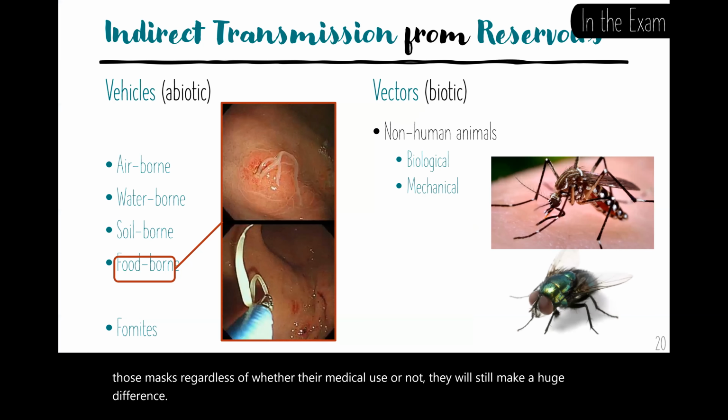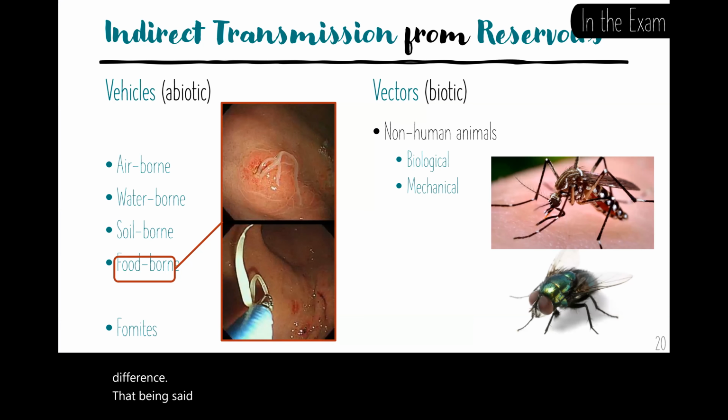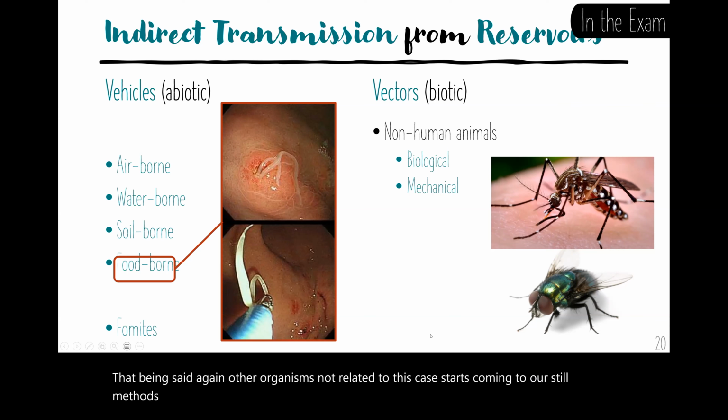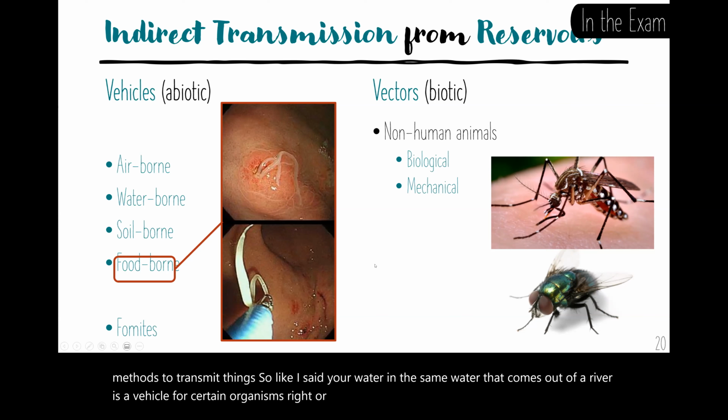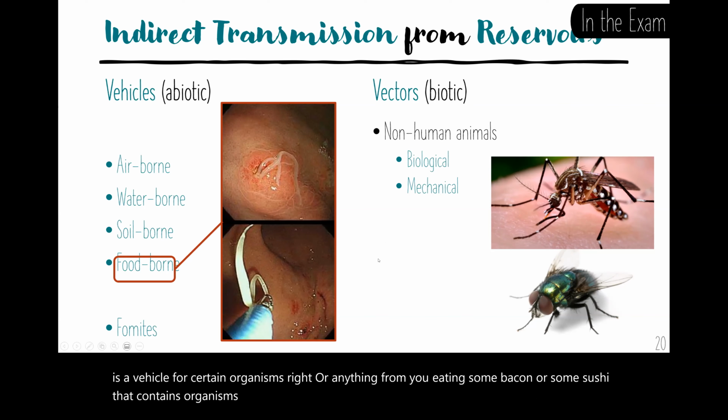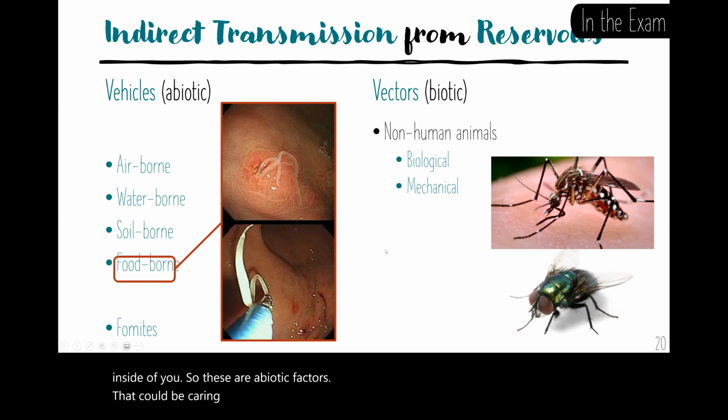Now, that being said, again, other organisms not related to, in this case, SARS-CoV-2, are still methods to transmit things. So like I said, the same water that comes out of a river is a vehicle for certain organisms, right? Or anything from you eating some bacon or some sushi that contains organisms that weren't well cooked and then ultimately can end up inside of you. So these are abiotic factors that can be carrying the particular agent that could be infecting you.